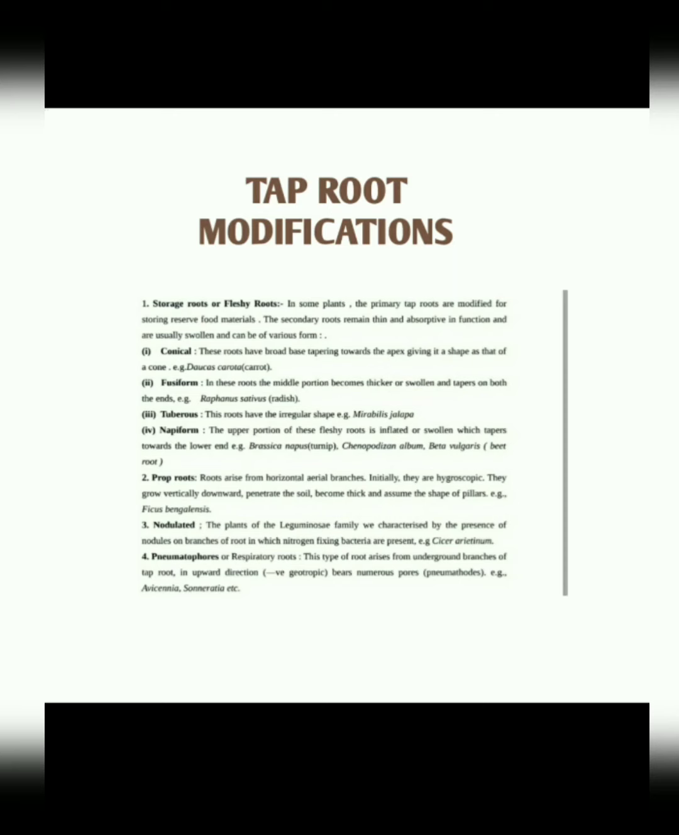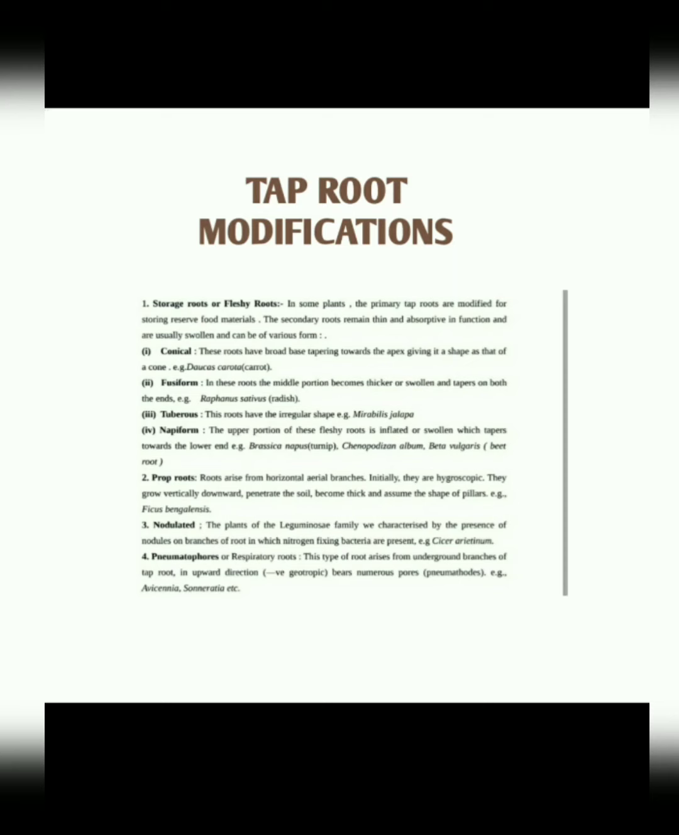Then we have the next modification, the third one, tuberous. These roots have an irregular shape. Example is Mirabilis jalapa, which is usually called the 4 o'clock plant. Here tuberous means it is turning into a tuber shaped structure and it does not have an exact shape.